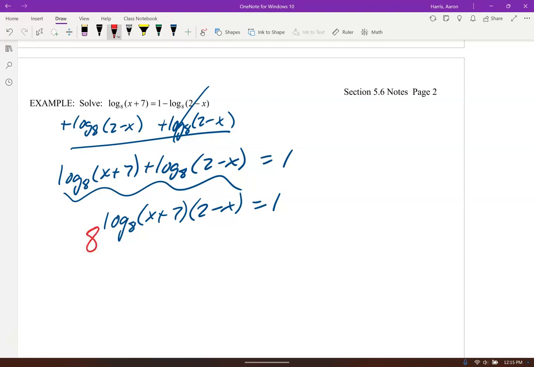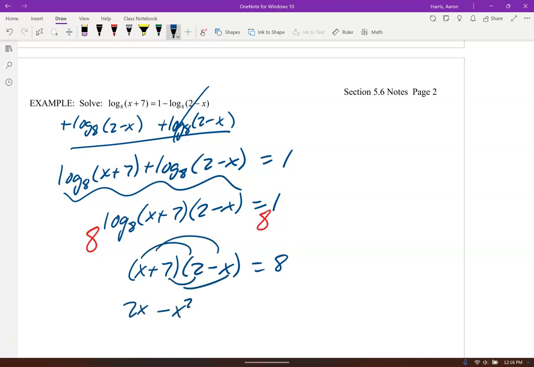Okay? And now what I'm going to do is ask, what undoes log base 8? 8 to the. So I'm going to raise 8 to both sides. 8 to the log base 8 of whatever is that whatever. So it brings that down, and then I got 8 to the 1 over here. And now I'm solving a quadratic. So I got 2x minus x squared plus 14 minus 7x equals 8.